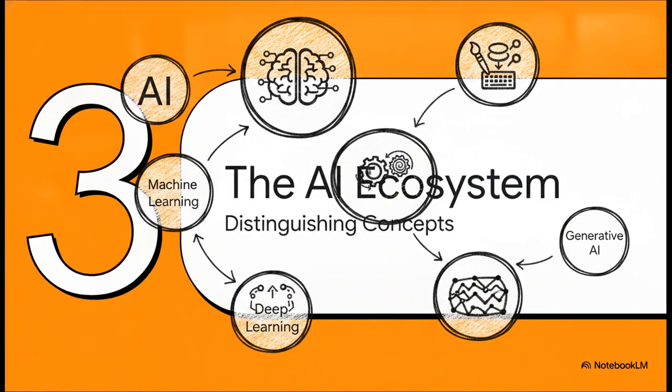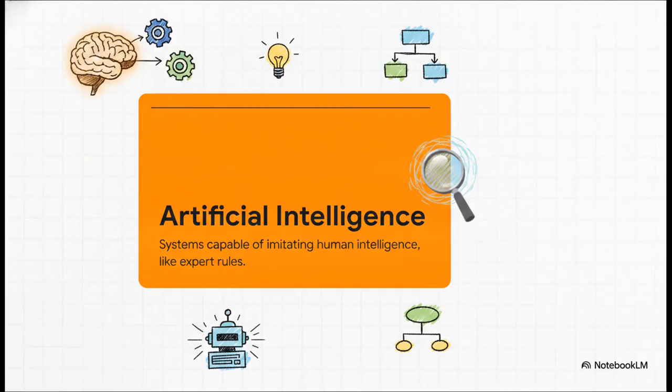Section 3. The AI Ecosystem. So in the tech world, terms like AI and machine learning get thrown around constantly, kind of like they mean the exact same thing. But they don't. Let's start at the very top. Artificial intelligence, or AI, is the broadest umbrella term. It refers to the wide discipline of creating systems capable of imitating human intelligence, things like reasoning, planning, and decision-making.